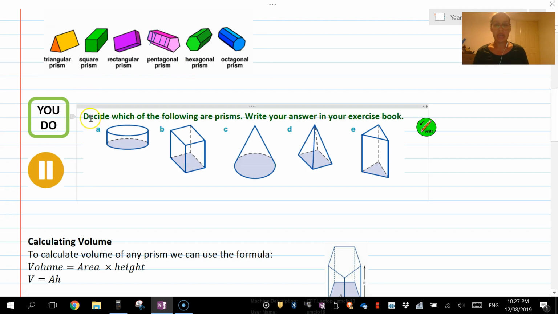So pause the video and I would like you to decide which one of these 3D shapes is a type of prism, and don't forget to write your answer in your exercise book.